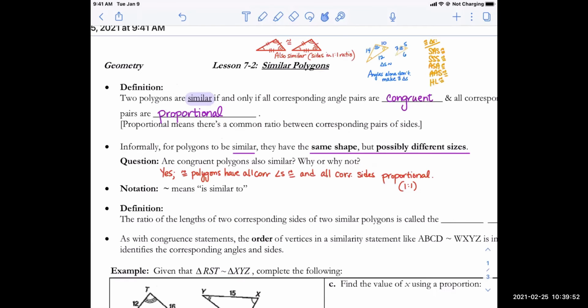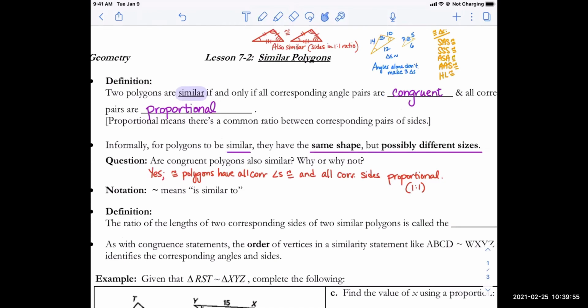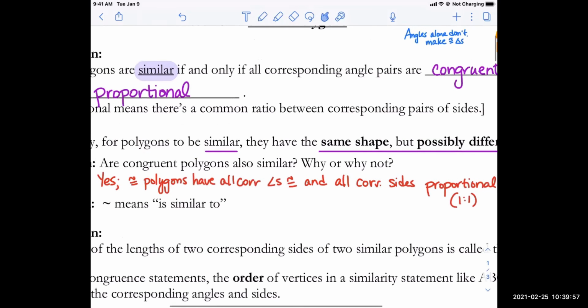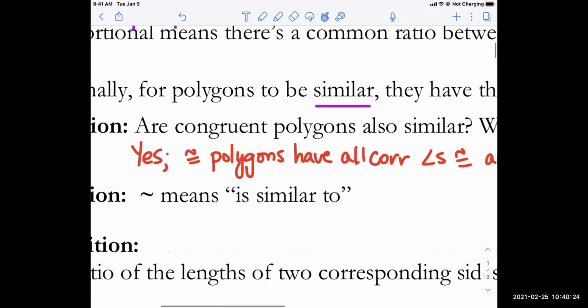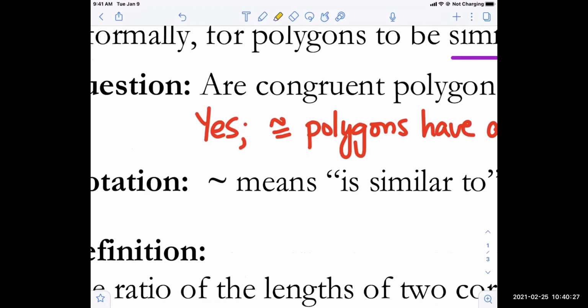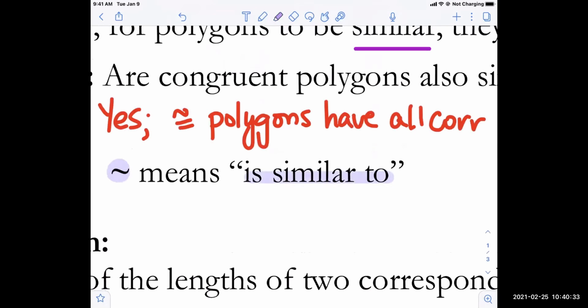Will similar polygons always be congruent? Congruent polygons are always similar. Are similar polygons always going to be congruent? No. Can they be? Yeah, they could be, but generally they're not. Similarity is not as strong as congruence, right? Similarity means they have to have the same shape, but one could be larger or smaller than the other. They could be the same, but they don't have to be the same. The notation for similar is a little tilde. Just like we use the tilde with the equal sign for congruence, this little tilde by itself is the symbol for being similar.